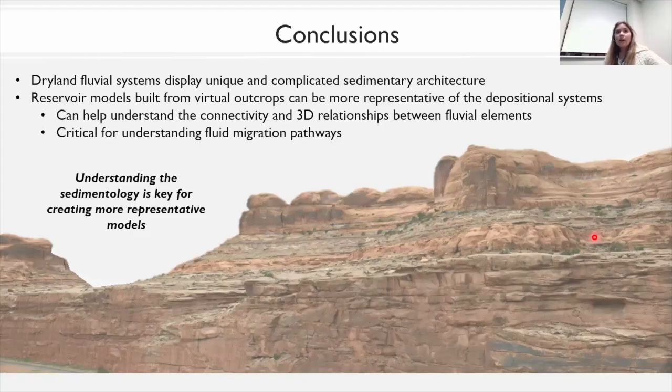Yes. So my proximal setting was less sinuous, more typical of, if you want to class it in a system, more braided towards the proximal. My medial part was much more sinuous. So in the medial section, we started to see a lot more accretionary elements. But our distal setting is characterized more by those terminal splay deposits.